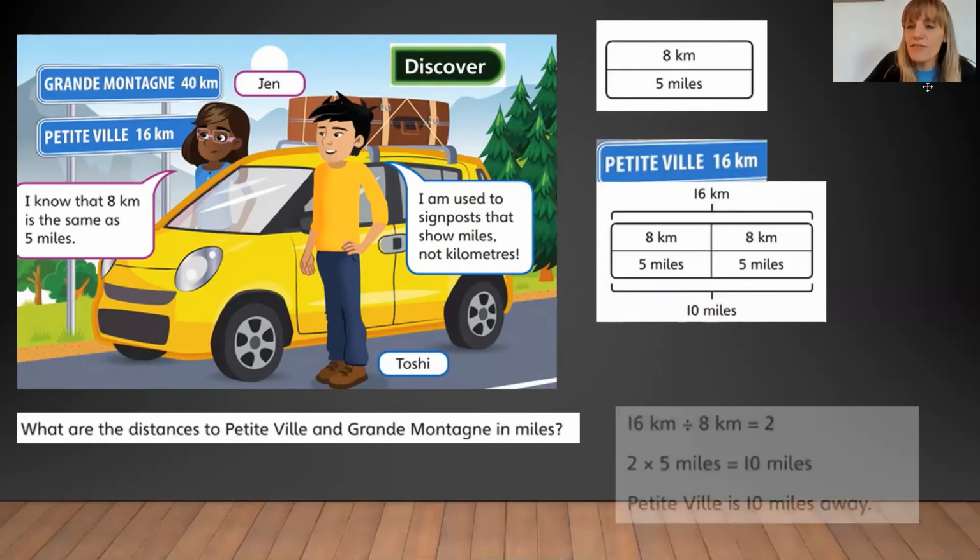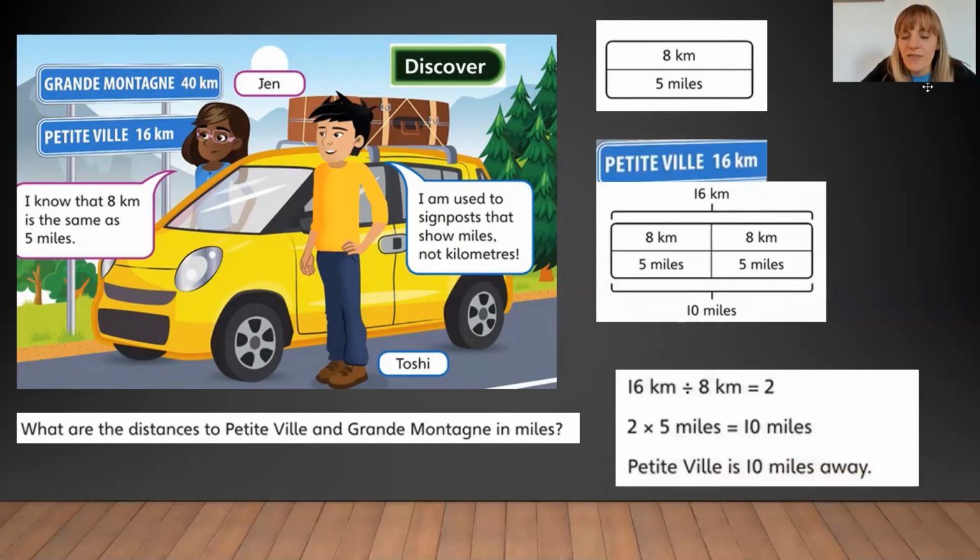The other way of thinking about it is that if I divide my 16 kilometres by 8, it gives me 2. Okay, I've got 2 lots then. So I've got to multiply my 5 miles by 2 to give me 10 miles. That's just a way to look at it in a calculation form rather than the bar model. So here we've figured out that the Petit-Ville is 16 kilometres, which is the same as 10 miles.